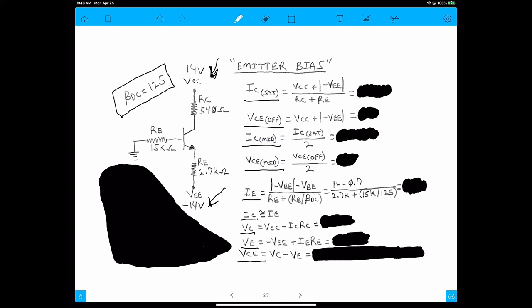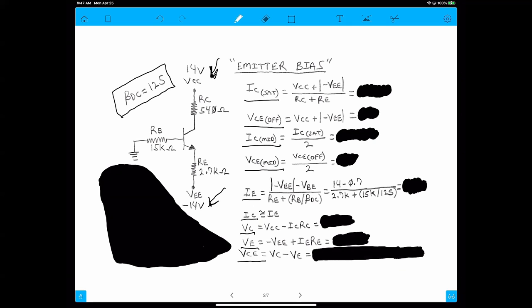So we've determined our endpoints. We've determined our Q mid based on the IC mid and VCE mid. And then we want to actually put what on there? For our actual Q point, what values are we going to be using? Would it be IC and VCE? Very good. IC and VCE. Nice. Okay, so those are the three things we'll be looking for for our Q point.